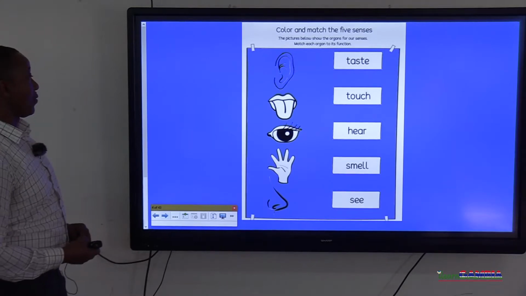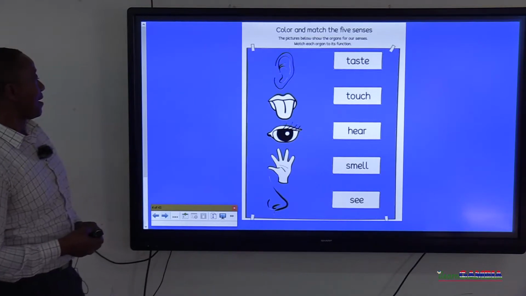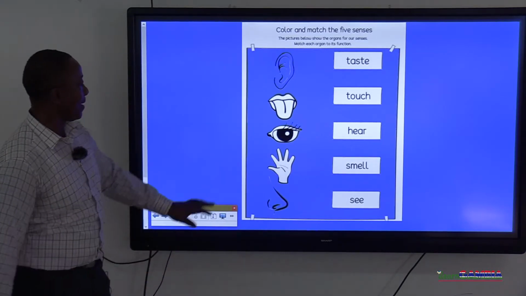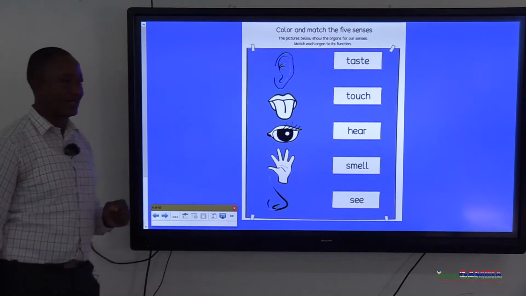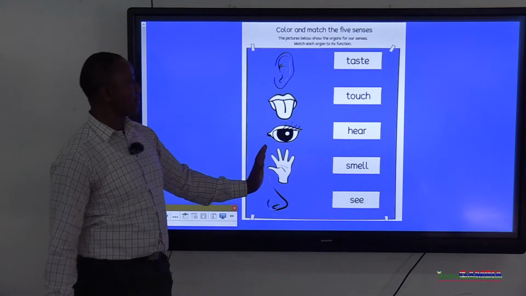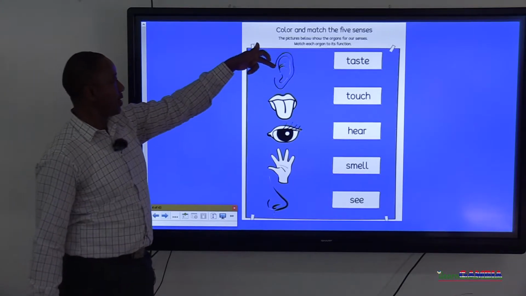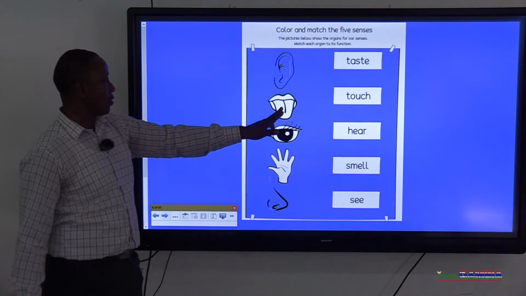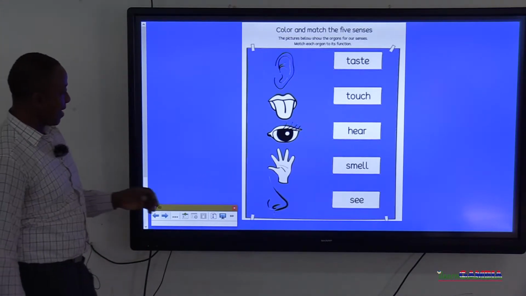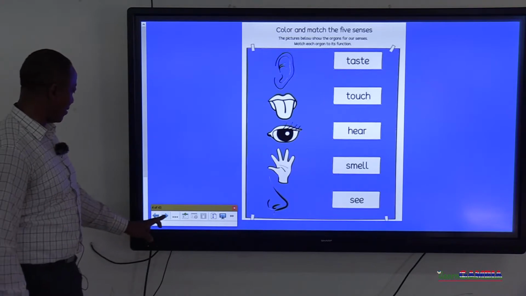Since you've done this a long time ago, here is a little exercise that says color and match the 5 senses. So we have taste, touch, hear, smell, and see. And then we have the different body parts that are engaged in that. So your task is to match each of these organs with the sense that they help us to perceive. So in the picture at the top is the ear, next is the tongue, the eye, the hand is representing the skin for touch, and finally you have the nose. Later we'll check this exercise and see how well you have done.